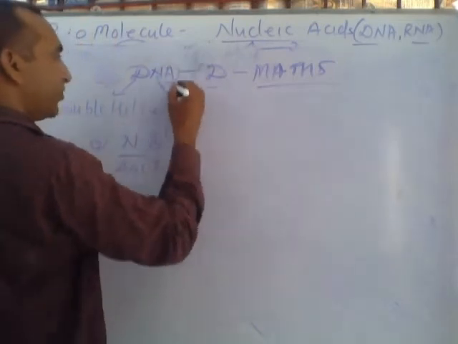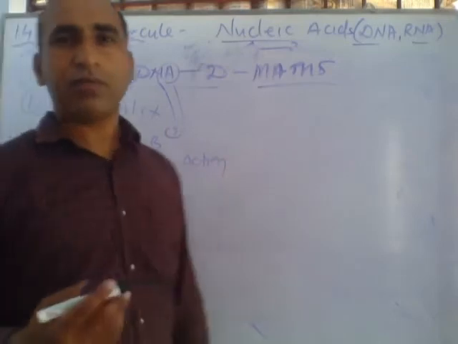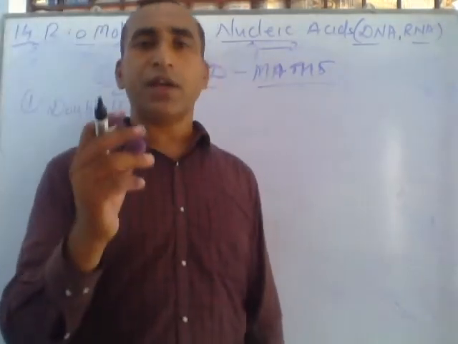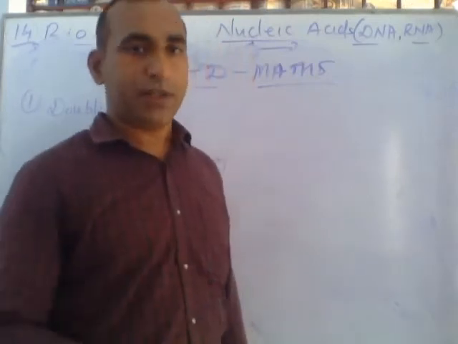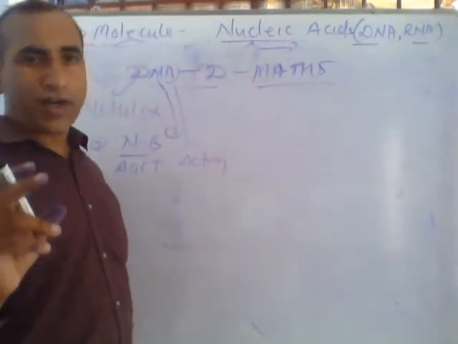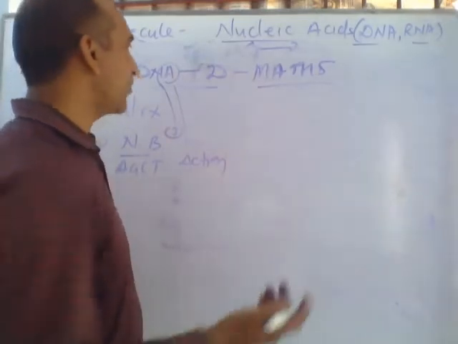Third point, A means action. Action means what is the role, what is the function of DNA in animal body. DNA is genetic material which hereditates properties generation by generation. And the role of RNA is protein synthesis. In our body RNA forms protein.